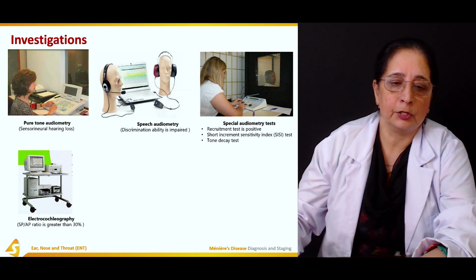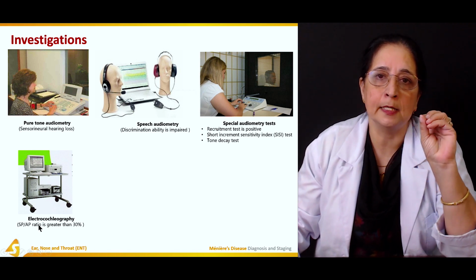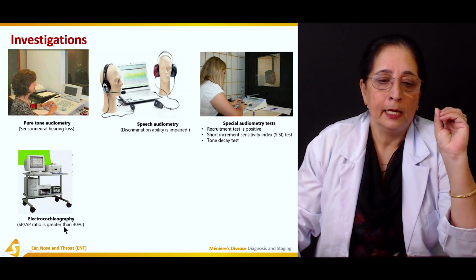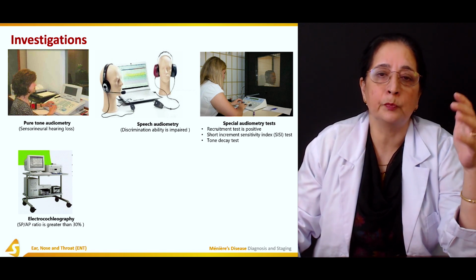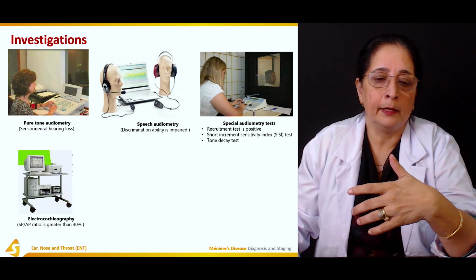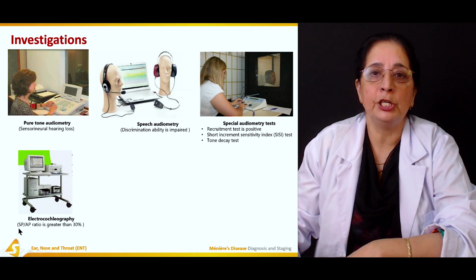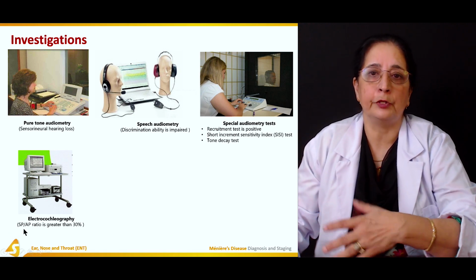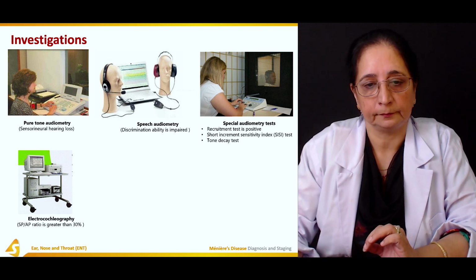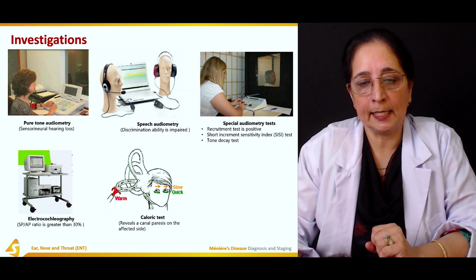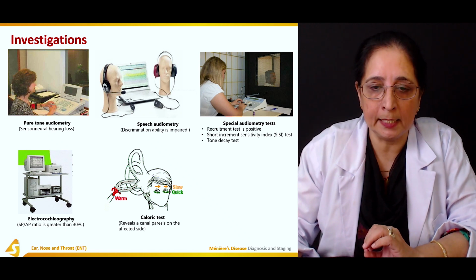Electrocochleography, as the name shows, electric current is applied, and then it shows the graphing or recording of the response of the cochlea to the electric current. This gives us the summation potential and action potential ratio, which is greater than 30%. The caloric test reveals a canal paresis on the affected side.